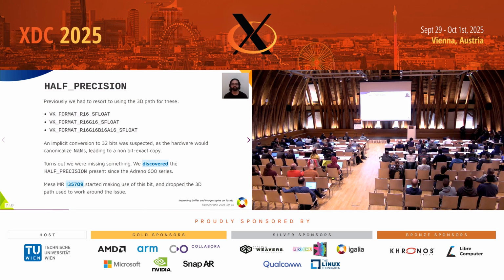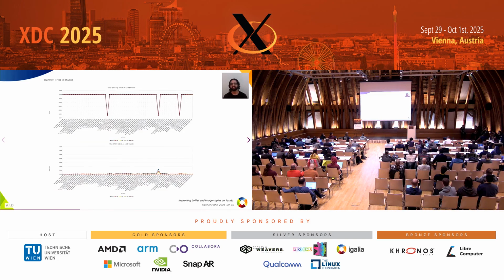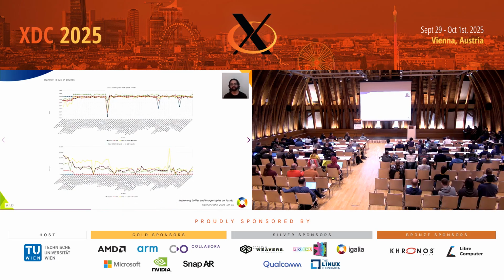I had created a benchmark originally for the raw copy changes, which does an image-to-image copy, totaling 1 megabyte or 16 gigabyte in various chunk sizes. All the benchmarks were done on A750 and generally on Linux. As you can see from the top graph, there's an improvement slightly above 50% in GPU time. So using the 2D path instead of the 3D path makes a huge difference.